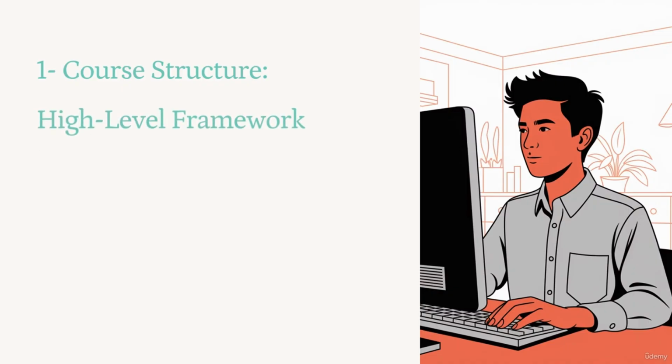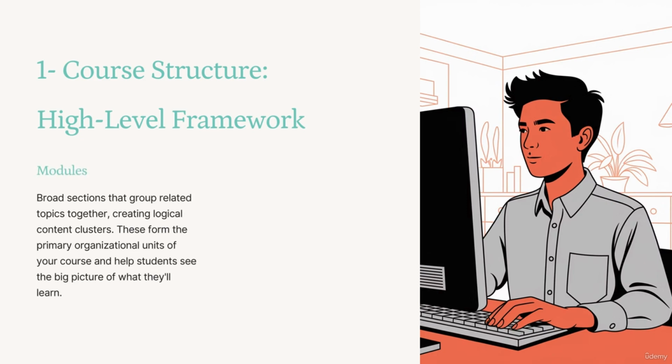What does it contain? A course structure typically contains 4 to 5 modules. Modules are broad sections that group related topics together, creating logical content clusters. These form the primary organizational units of your course and help students see the big picture and what they learn.